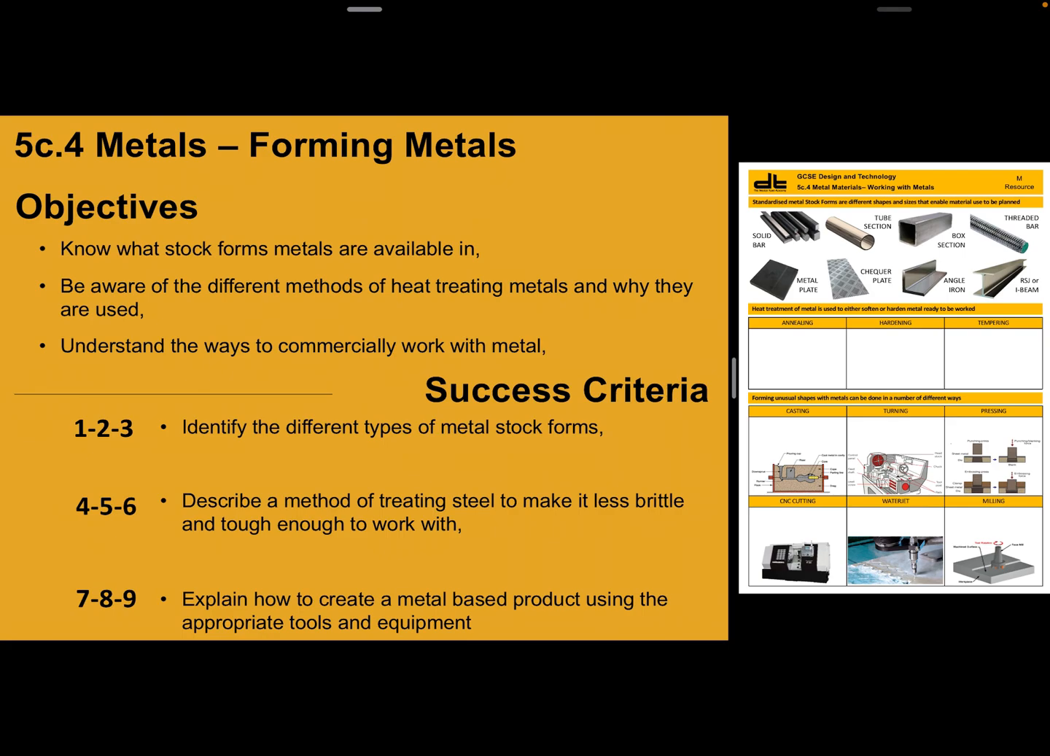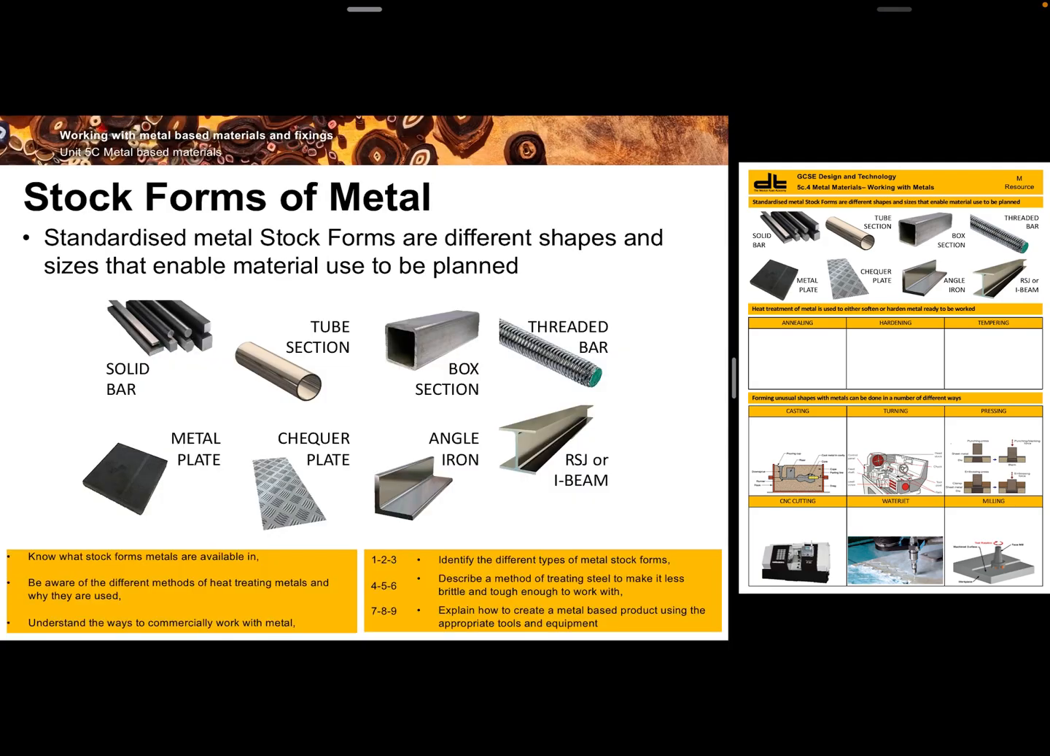Your success criteria are going to be: grades 1, 2 and 3, be able to identify the different types of metal stock forms. 4, 5 and 6, you'll also be able to describe a method of treating steel to make it less brittle and tough enough to work with. 7, 8 and 9, you'll also be able to explain how to create a metal-based product using the appropriate tools, materials and equipment. So, stock forms of metal.